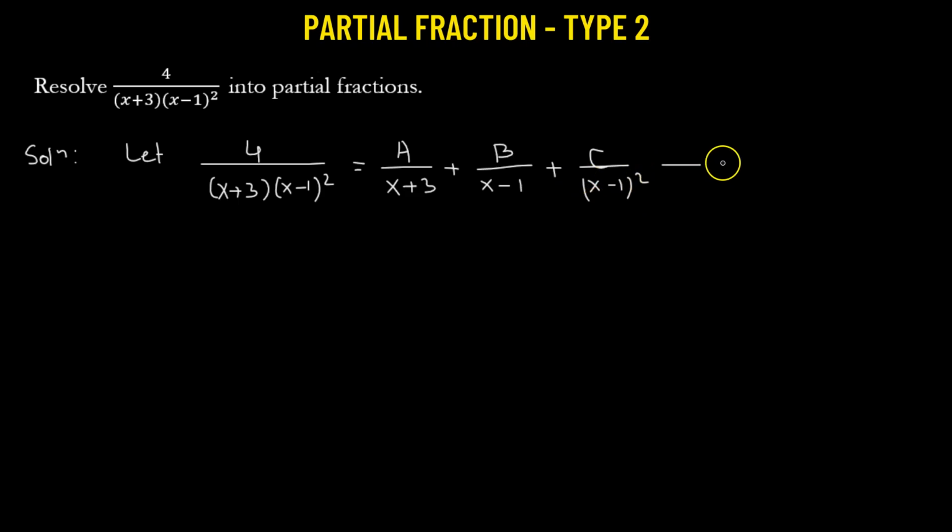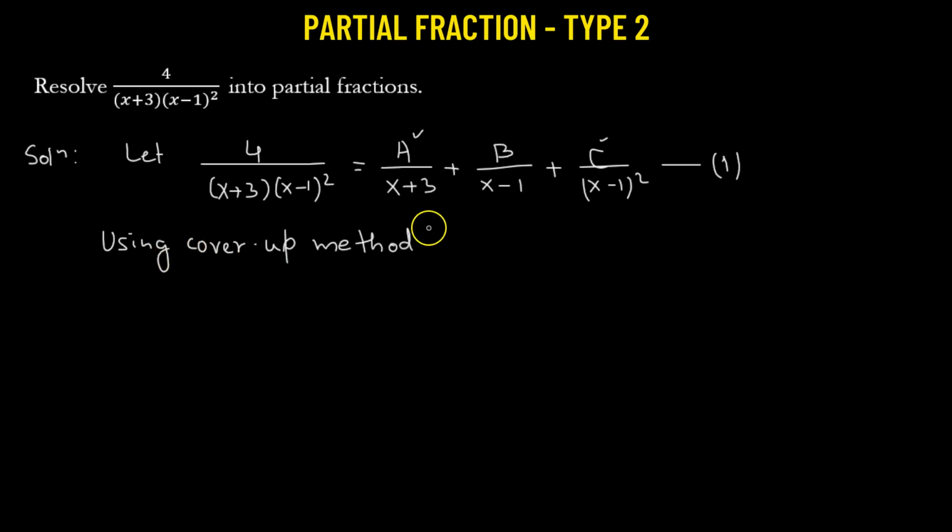We're going to label this as equation number 1. Our task is to find out the value of a, b and c, these 3 constants. First, we can easily obtain the value of the constants a and c by using the cover-up method. So let's use the cover-up method.